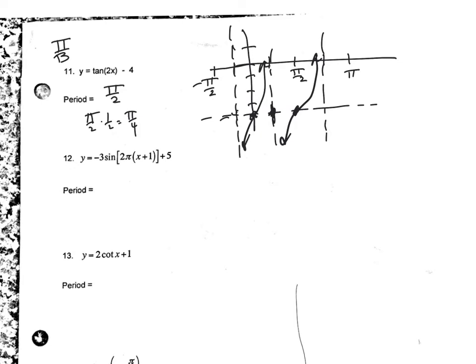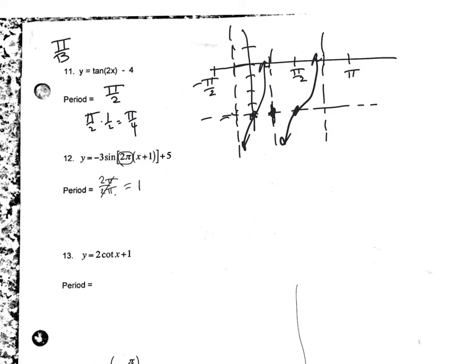For number 12, we're dealing with sine. Sine is the one you know the best, most likely, maybe cosine, but those are the two that we're most familiar with. Period is 2 pi over b. The b here is 2 pi. Right? It's all the stuff in front of the x. So it's 2 pi over 2 pi. So the value for b is 1.